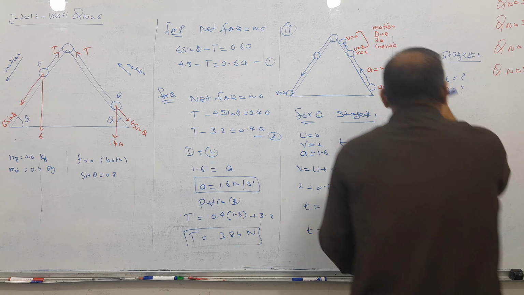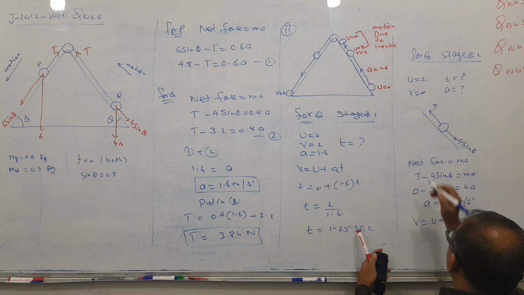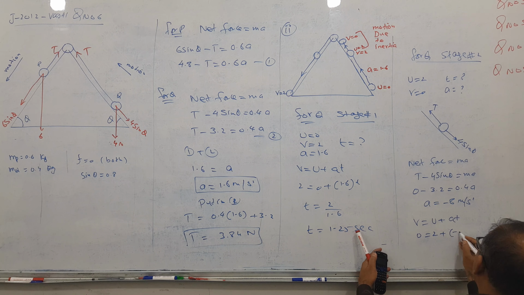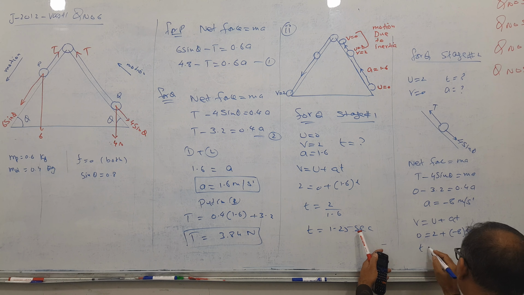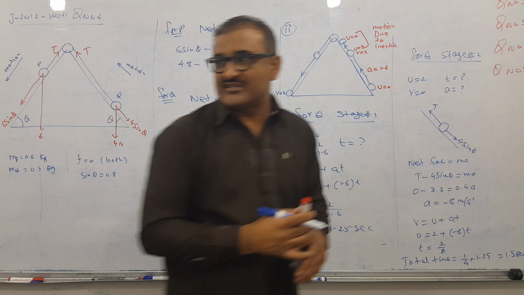And question finished now. So we can say that V is equal to U plus AT. Last speed is 0, U is 2, acceleration negative 8, time is question. So 8 time is equal to 2 by 8. I got a 1 by 4. So total time is very clear. Total time is coming 1 by 4 and plus this time 1.25. So 0.25 plus 1.25. So it becomes 1.50. 1.5 seconds. So I think I got the same answer, clear?